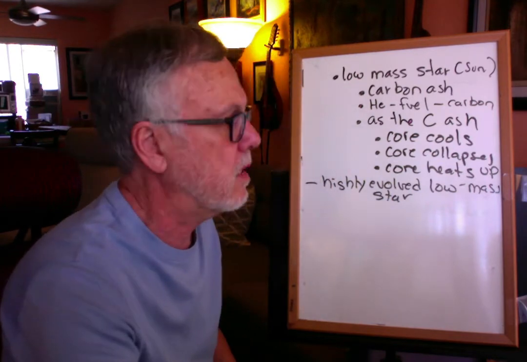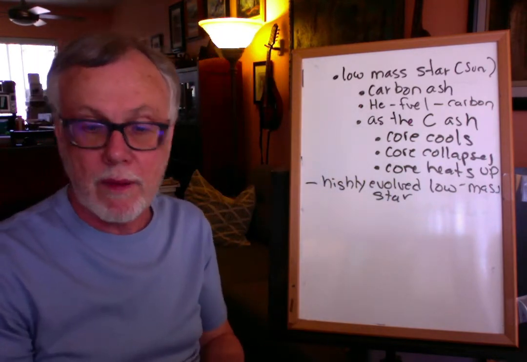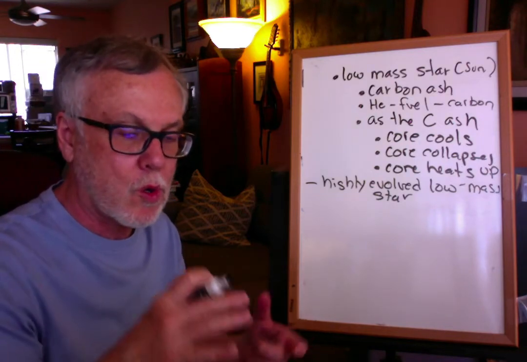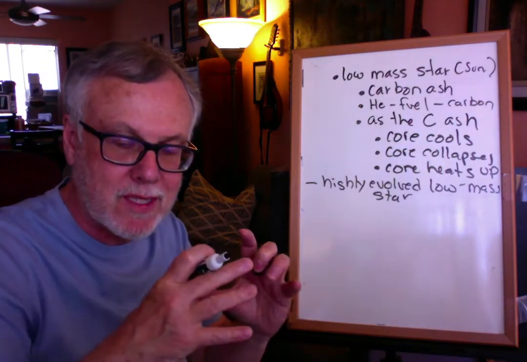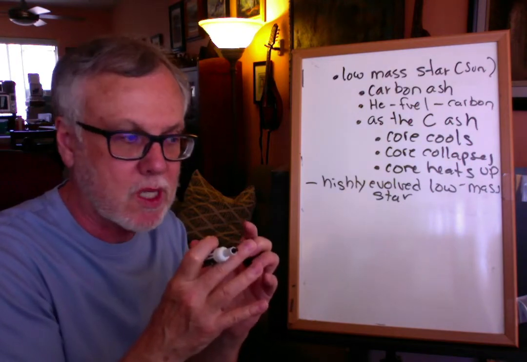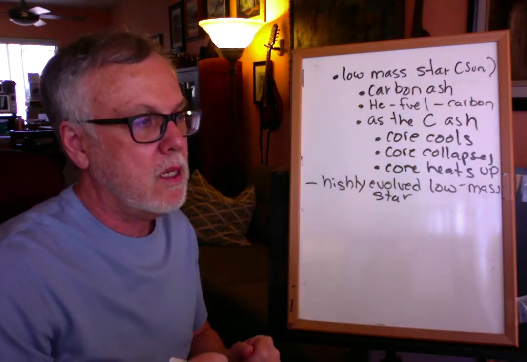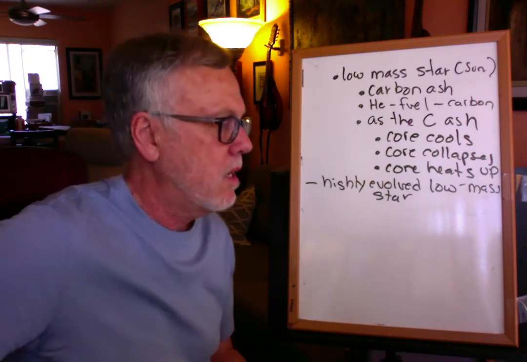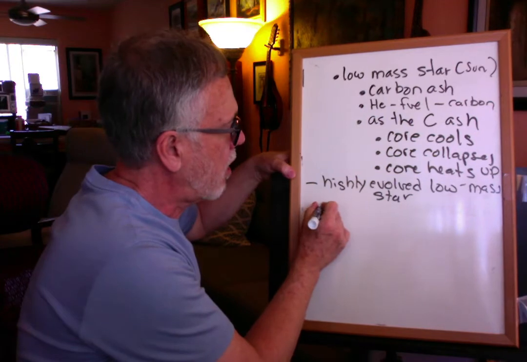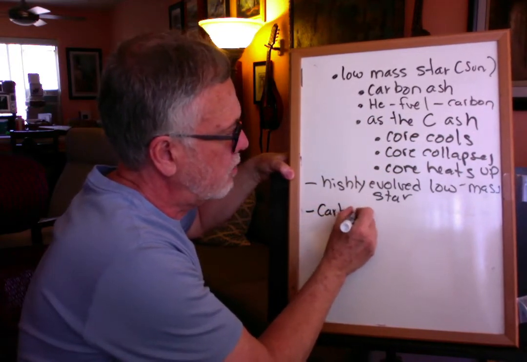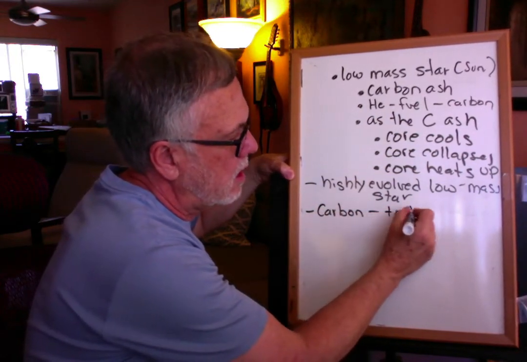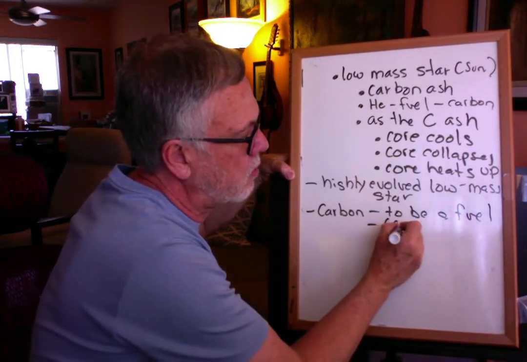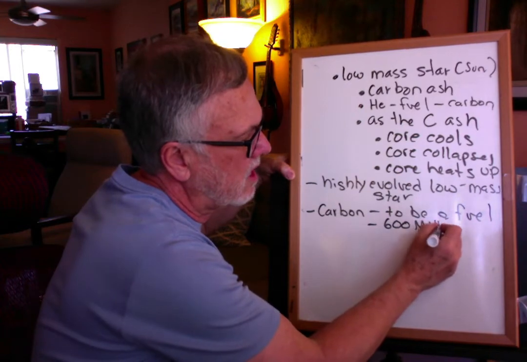Now, what would happen if it was big enough and massive enough? The same thing would happen. It would just get hotter and hotter in the core as it collapses down from gravity. And if it got hot enough, then carbon could become a fuel. But there's a problem. Carbon, to be a fuel, requires roughly 600 million Kelvin.